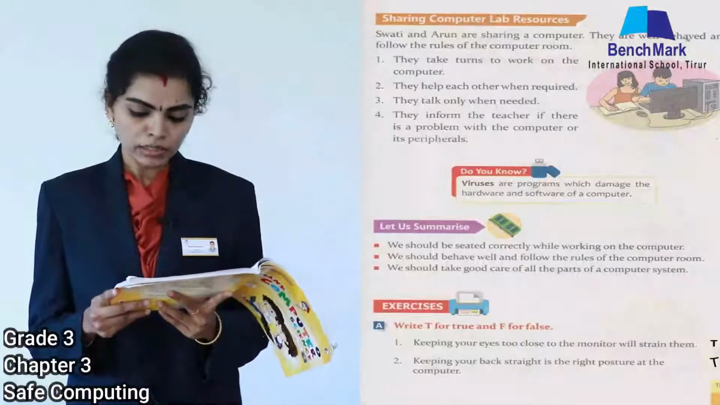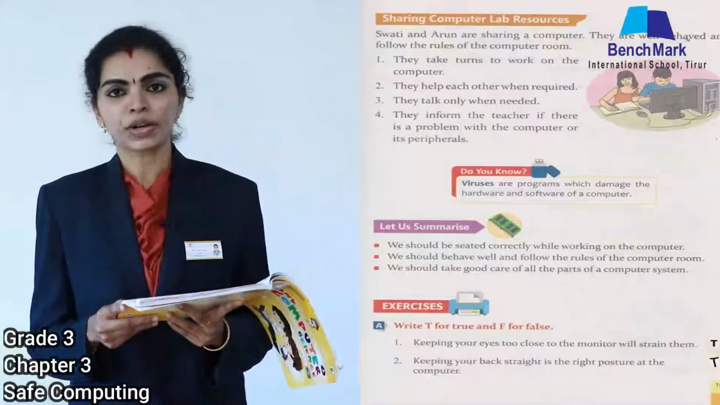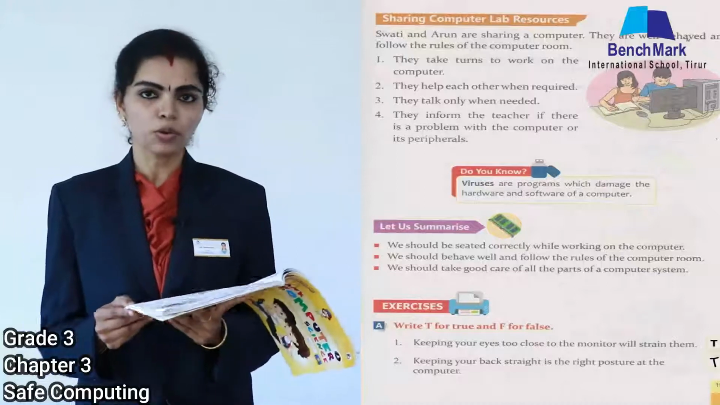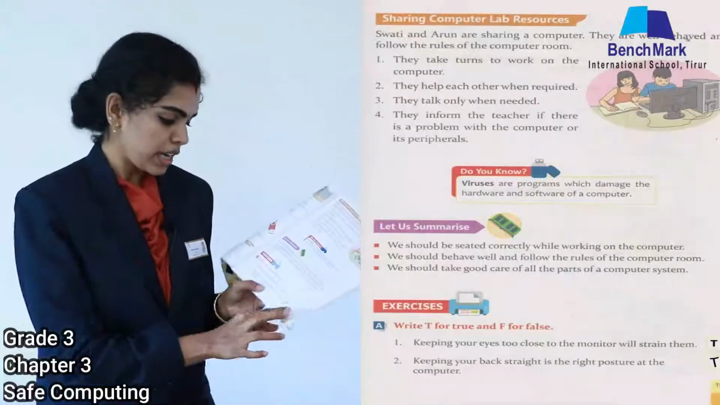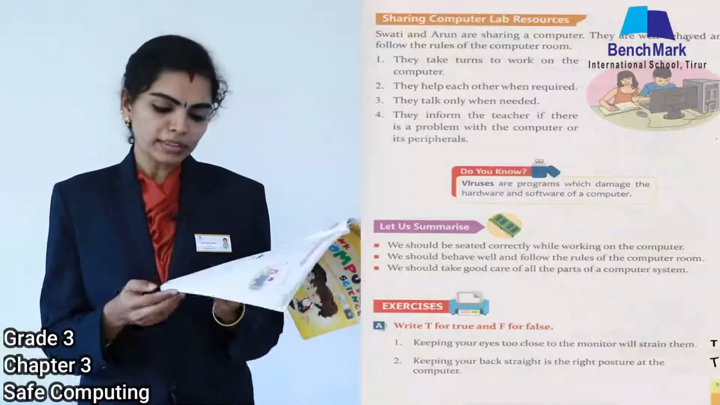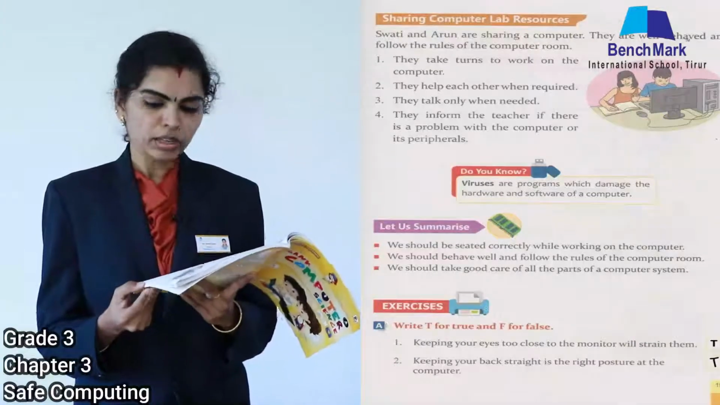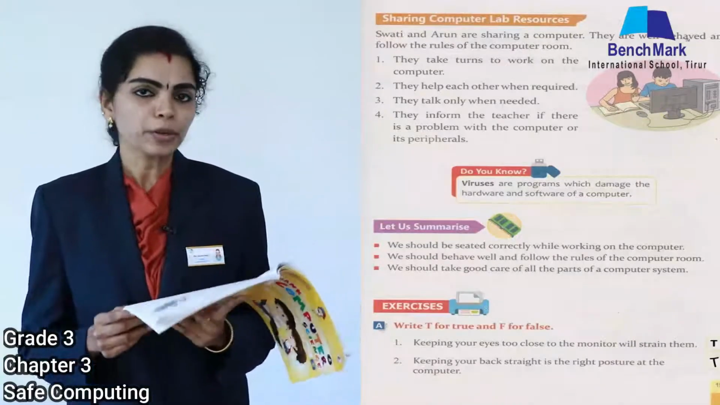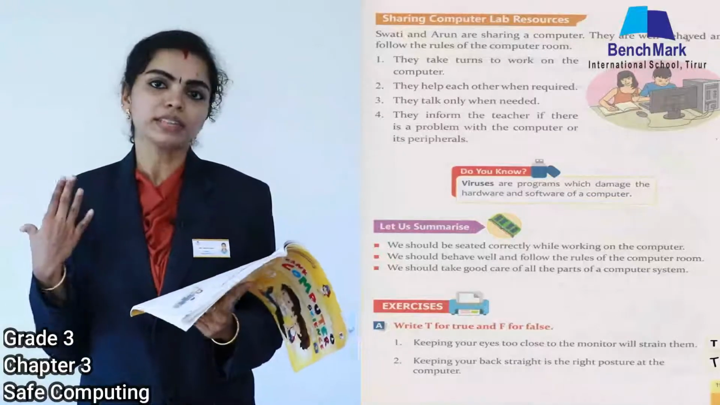Please take page number 19. Write T for true and F for false. Keeping your eyes too close to the monitor will strain them. Yes, that is true, so you need to write T here. Keeping your back straight is the right posture at the computer. So we need to keep our back erect, that is, straight.